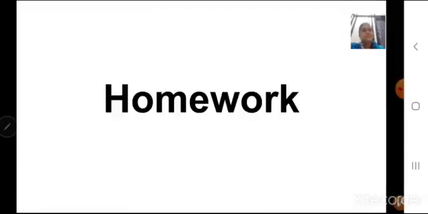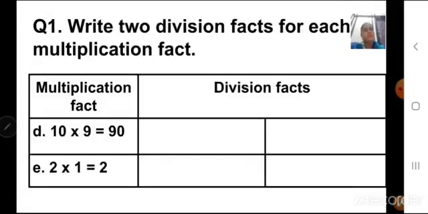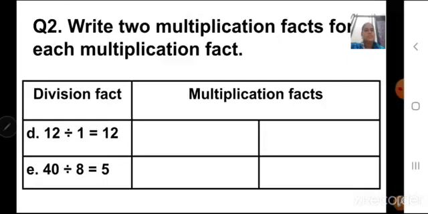After this, it's time for homework. There are 2 sums from question number 1, where you have to find the division facts, and 2 sums from question number 2, where you have to find the multiplication facts.